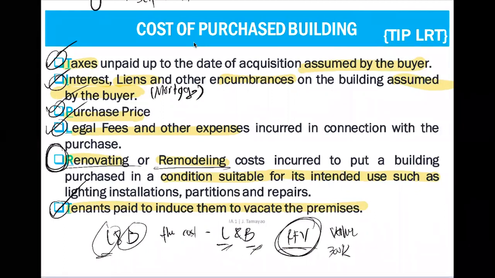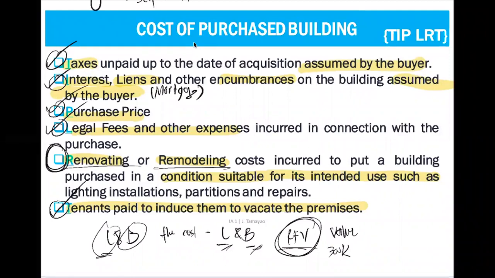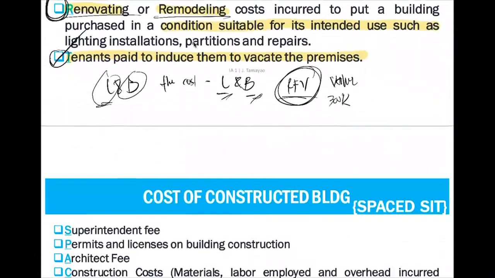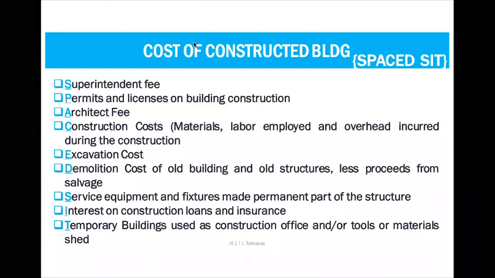Nasusundan? Okay. So, if the cost or direct cost is unique to one property, allocate it only to that property. If the cost is allocable to certain properties, then you need to allocate it using relative fair value if in case you cannot really allocate it directly to the properties. Nasundan? Okay. How about a cost of constructed building? So our mnemonics here is space SIP. So first, you have your superintendent fee. Next, you have your permits and licenses on building construction.